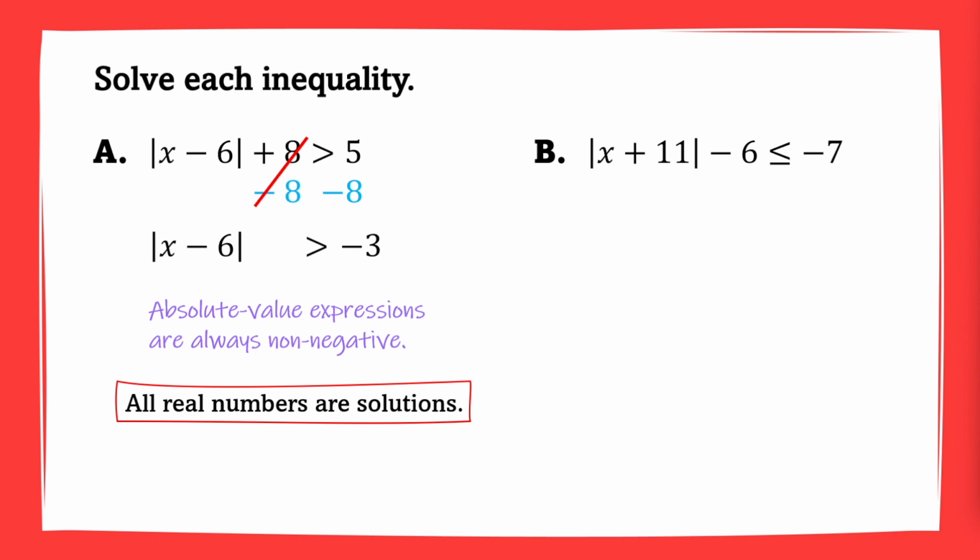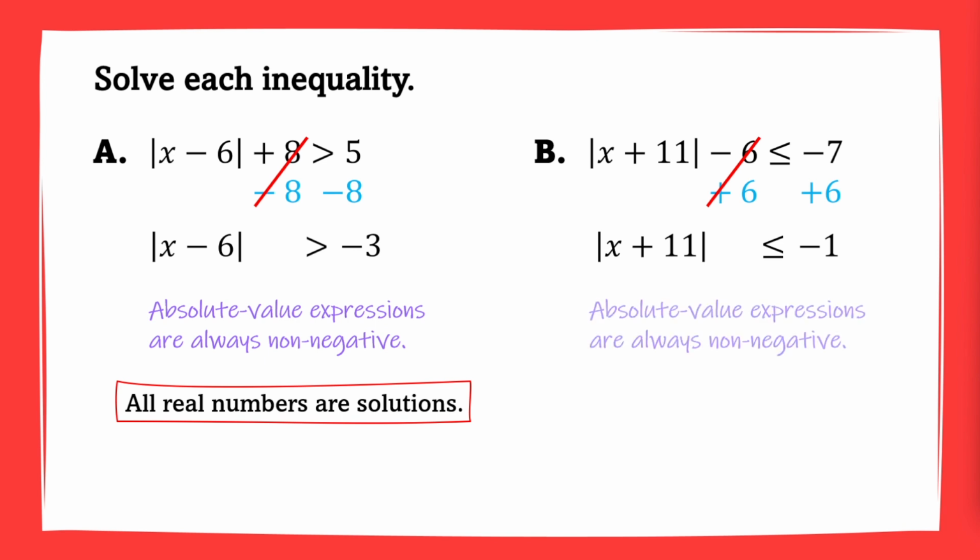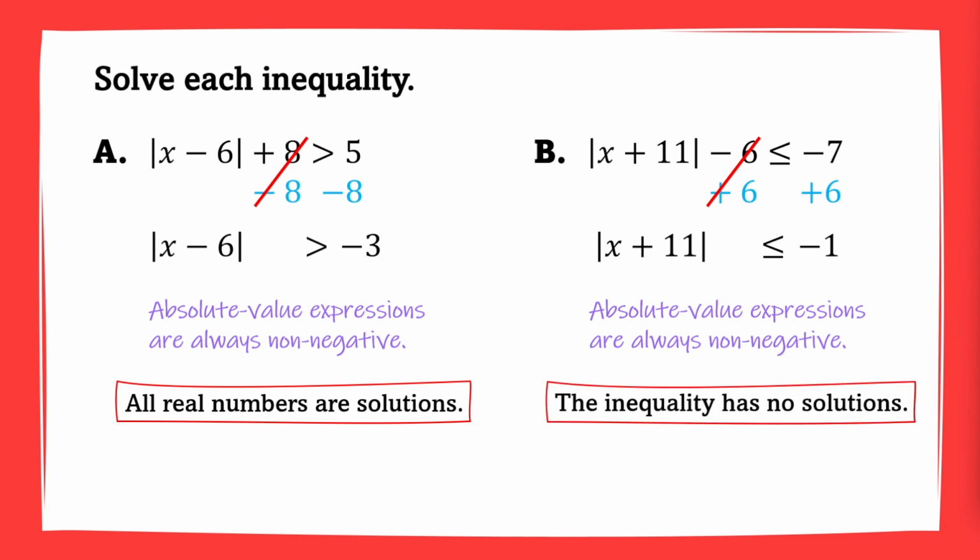How about the inequality where the absolute value of x plus 11 minus 6 is less than or equal to -7? We start by adding 6 to both sides to isolate the absolute value expression, resulting in the absolute value of the quantity x plus 11 is less than or equal to -1. Now, absolute values cannot be negative, so nothing can satisfy this inequality. Therefore, this inequality has no solutions.